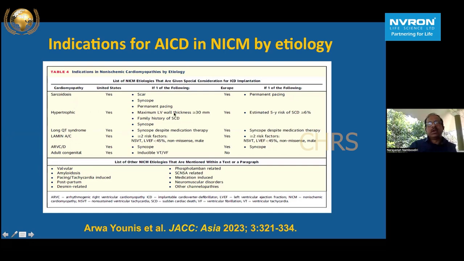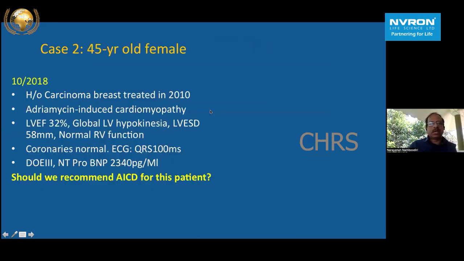All these things, each case we have to individualize the treatment and decide on ICD. This is a case of a 45-year-old female, history of carcinoma of breast treated in 2010. Adriamycin-induced cardiomyopathy very clearly. LV ejection fraction 32%. LV end systolic dimension is 58 millimeter, which is quite high. The upper limit should be somewhere around 40 millimeter maybe. So it is a significantly dilated LV.